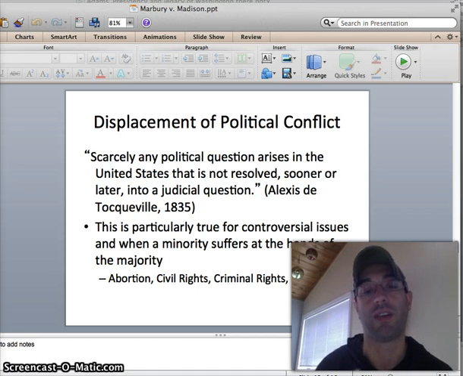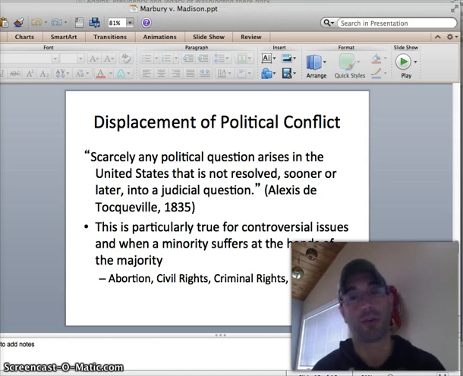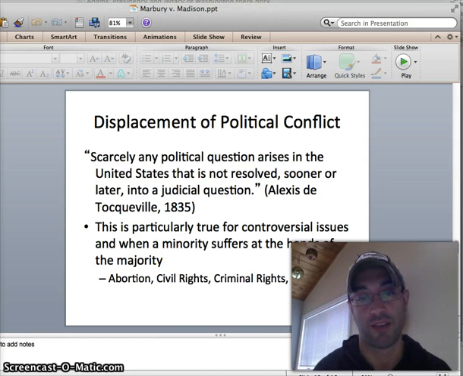Alexis de Tocqueville, from France, wrote some of the best writings we have on early American history during this period and later. One of the things he said was that scarcely any political question arises in the United States that is not resolved sooner or later into a judicial question. So judicial review is that important, guys. Everything comes back to judicial review.